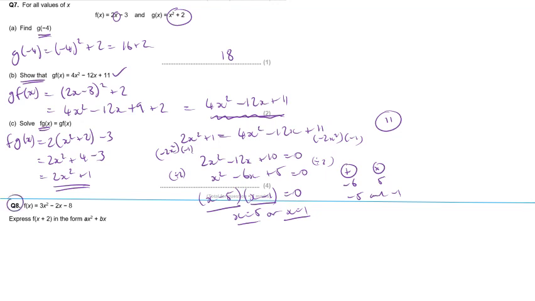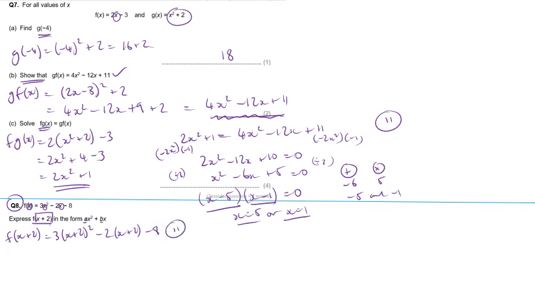The way question 8's been written may have seemed a bit confusing at first. So it's asking us to express f of x plus 2 in the form ax squared plus bx. And here a and b are just constants, just numbers. So all we're going to do is put x plus 2 in place of x, where it appears. So f of x plus 2 will be equal to 3 times x plus 2 squared, take away 2 lots of x plus 2, take away 8.